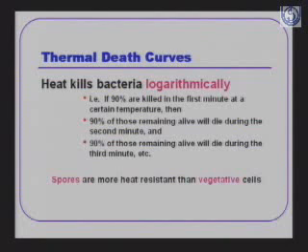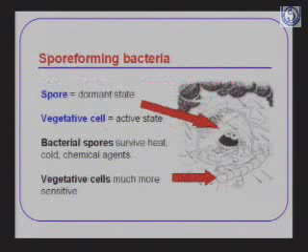According to these thermal death curves, you can see that the heat kills the microorganism logarithmically. That is, if 90% are killed in the first minute at a certain temperature, then in the next minute, 90% of the surviving microorganisms will be killed. And then again in the third minute, 90% of the remaining microorganisms will be killed. So it is a constant process. And spores are found to be more heat resistant as compared to the vegetative cells.